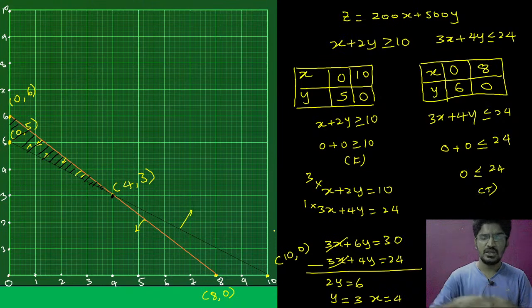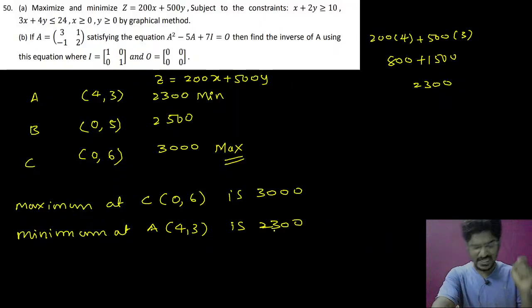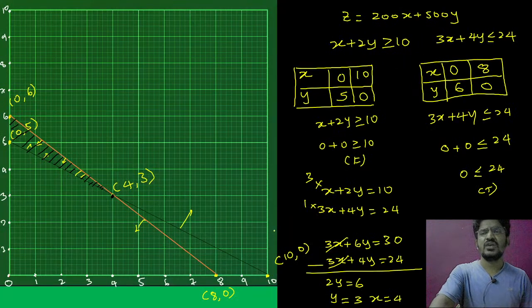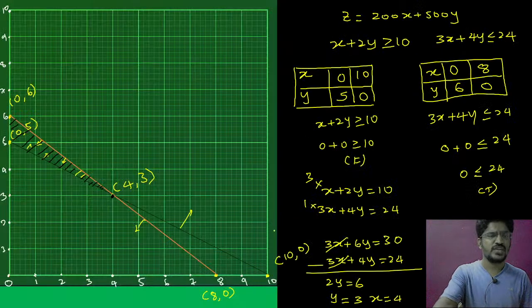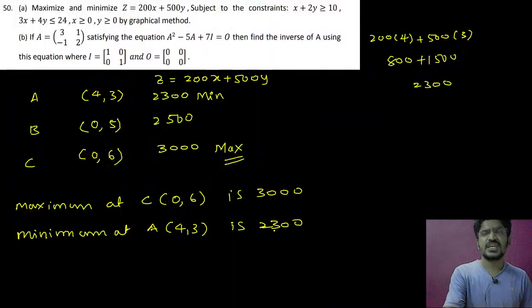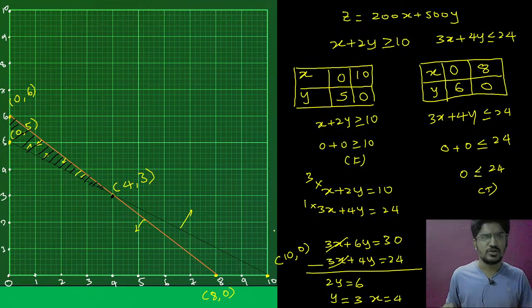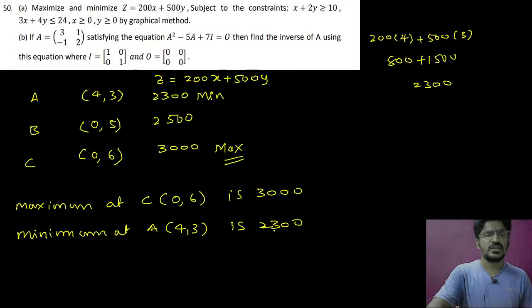So you just check this once, you also cross verify. Maximum is 3000, minimum is 2300. And you can just see with the equations, one of the equations is x plus 2y greater than or equal to 10, so that is going to be false. And the second equation is 3x plus 4y lesser than or equal to 24, that is going to be true. So therefore for the visible region you are going to have only 3 points. So here D point is not present. Okay, A, B, C are present. In that 3000 is maximum, 2300 is minimum.